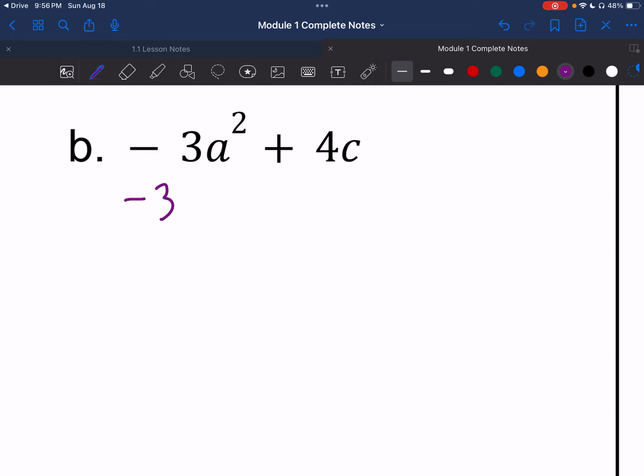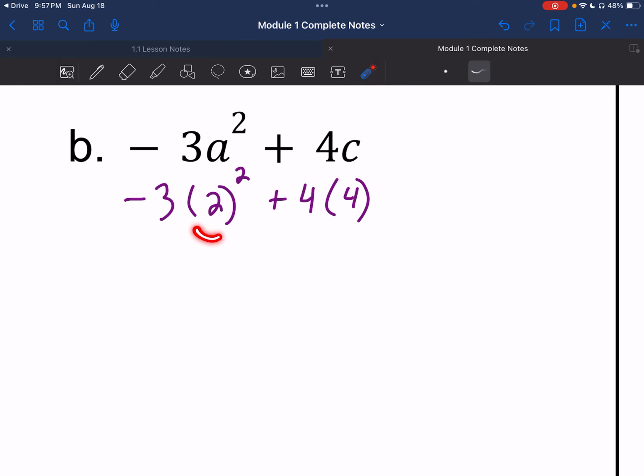So we are substituting in again, we're putting in 2 for A, and we're squaring it. And we have 4 times C, which is 4. Now, an important thing to note, exponents apply to the thing that they are attached to and only that. So what this says is we have -3 times 2 to the second power. Okay, so remember, order of operations, we are going to evaluate the exponent first.